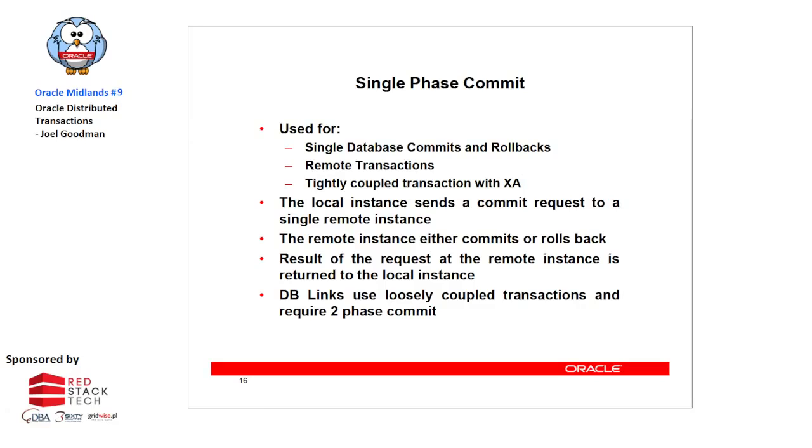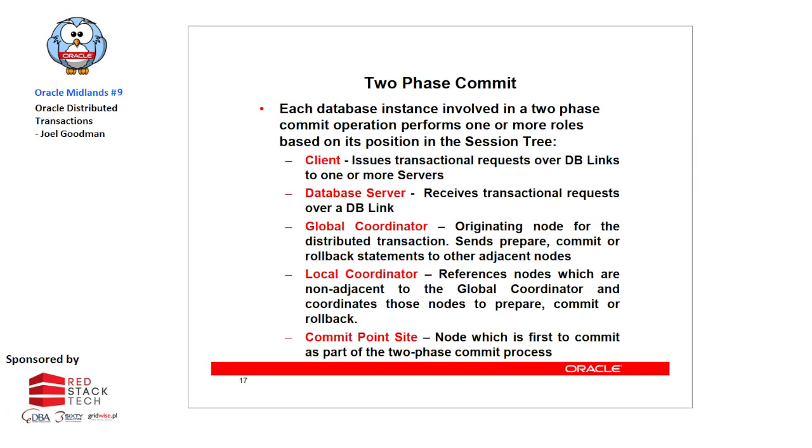Okay, single-phase commit as a term. Single-phase commit is used in these cases: single database commits and rollbacks when you're not using DB links, so we all know about that; or remote transactions, as we described a bit earlier; or tightly coupled transactions using XA, and Oracle supports XA, which is a protocol for having heterogeneous distributed environments where different vendors all support XA. And they're tightly coupled. The local instance sends a commit request to a single remote instance. The remote instance will either say, yes, I've committed, or no, I've rolled back, and the result gets passed back. Any DB links used in the conventional Oracle way require two-phase commit.